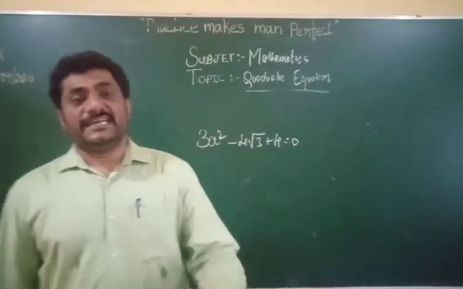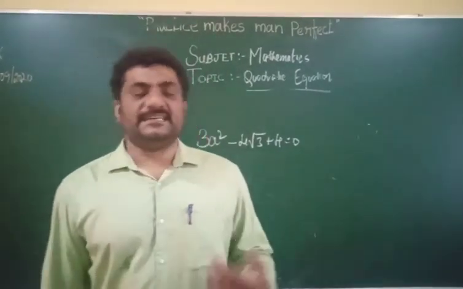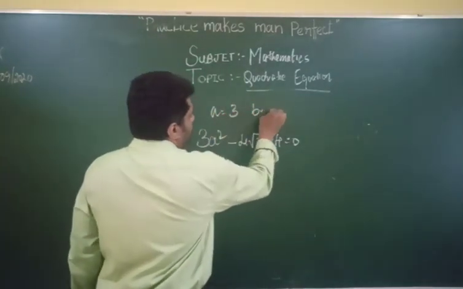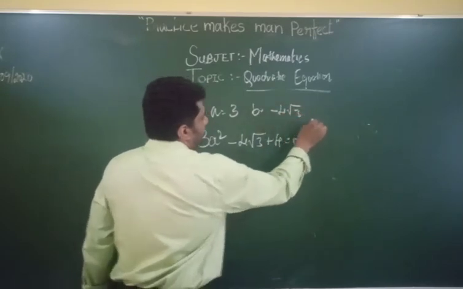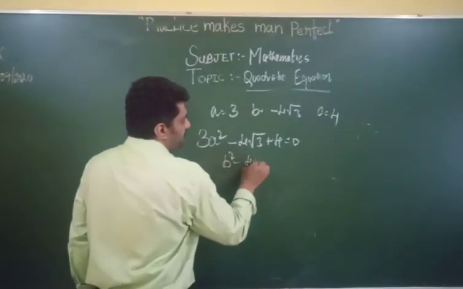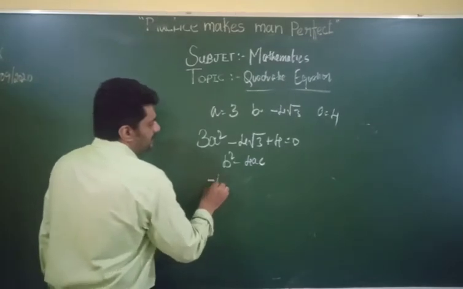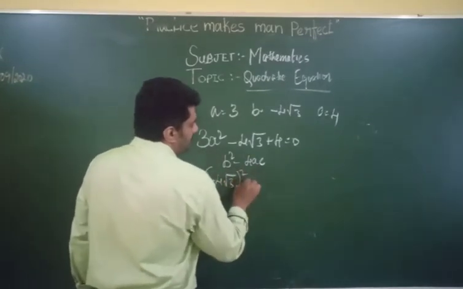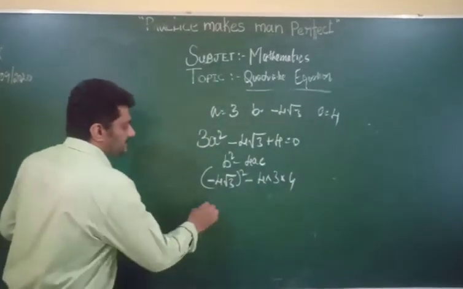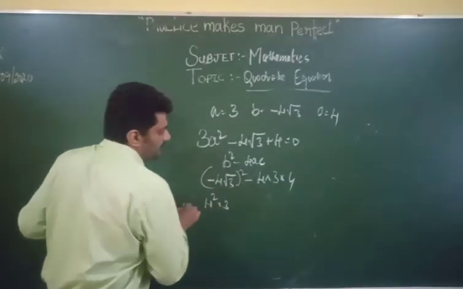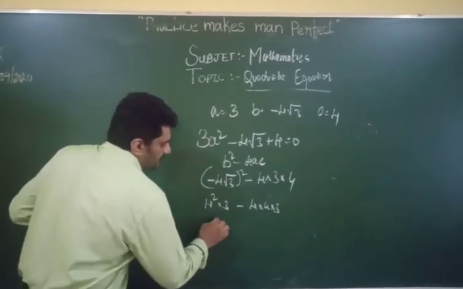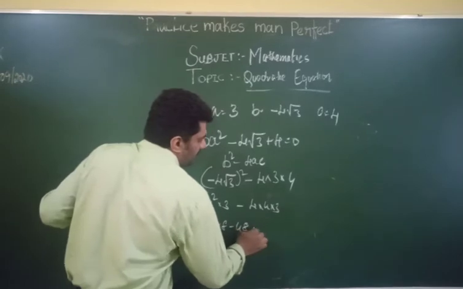They are asking to check the nature. If they exist, then find the values of x. Now here, what is the value of a? A is 3. B is minus 4 root 3. And c is 4. What is the discriminant? It is b square minus 4ac. b square is minus 4 root 3 whole square minus 4 into 3 into 4. Now 4 root 3 whole square is nothing but 4 square into 3 minus 4 into 4 into 3, which is nothing but 48 minus 48 equal to 0.